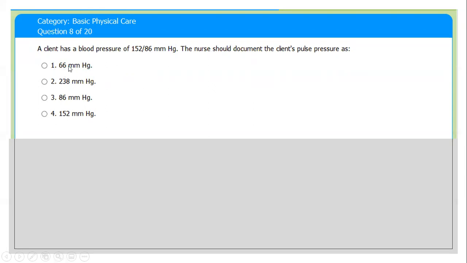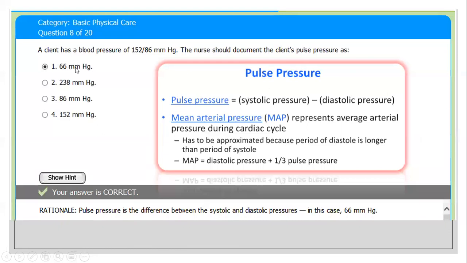Number 1, 66 millimeters of mercury. Number 2, 238 millimeters of mercury. Number 3, 86. Number 4, 152 millimeters of mercury. So the correct answer is 66.